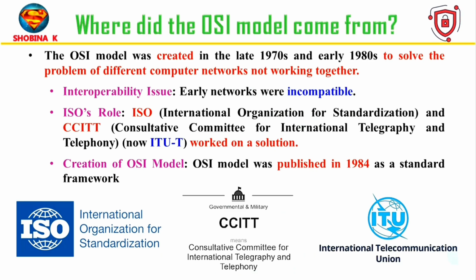Now let's discuss the origin of the OSI model. It was created in the late 1970s and early 1980s. It was created to solve the problem of different computer networks not being able to communicate with each other. Early networks from different companies were incompatible, making it hard for them to communicate. For that, ISO and CCITT worked on a solution. Therefore, the OSI model was developed as a standard framework and was officially published in 1984 to guide how networks communicate. And that was a quick historical note.